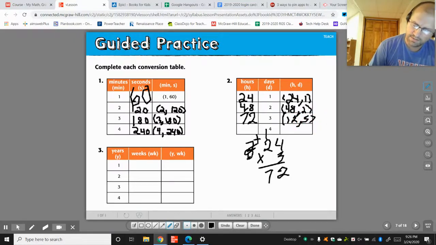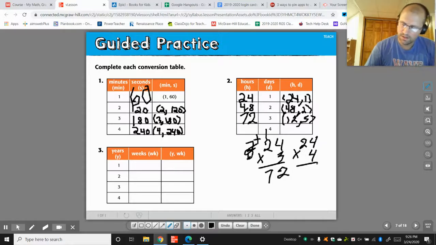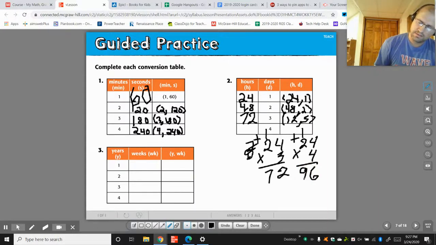And finally, we have 24 times 4. 4 times 4 is 16. Write the 6, regroup the 1. 4 times 2 is 8, plus 1 is 9, for 96. So 96 hours in 4 days. So write that in there, 96, comma, 4.